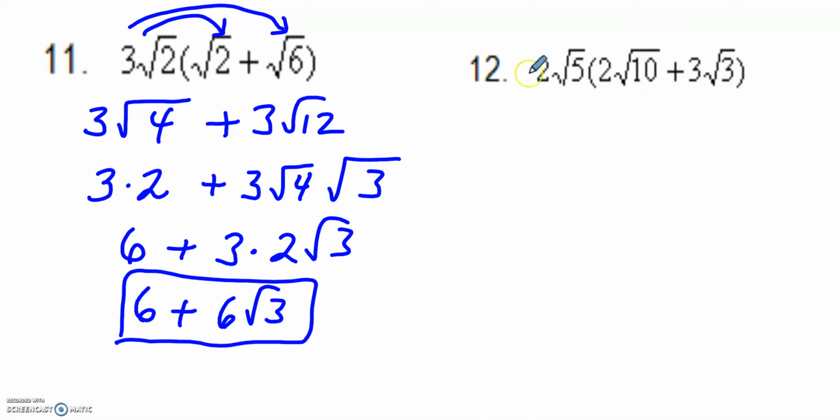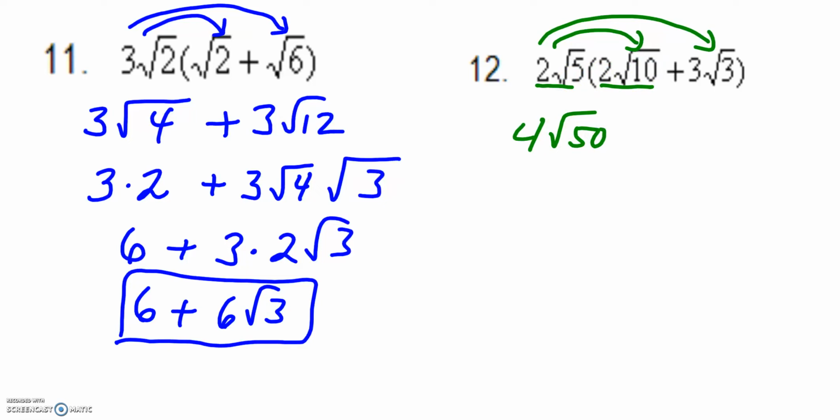Number 12. What I want to do is distribute the 2 root 5 into both terms. So if I multiply the 2 root 5 times the 2 root 10, we multiply the integer numbers, the 2 times 2. So I'd get 4. Root 5 times root 10 is root 50. And then I want to multiply the 2 root 5 times the 3 root 3. So I multiply this times this. So 2 times 3 gives me 6. Root 5 times root 3 is root 15.